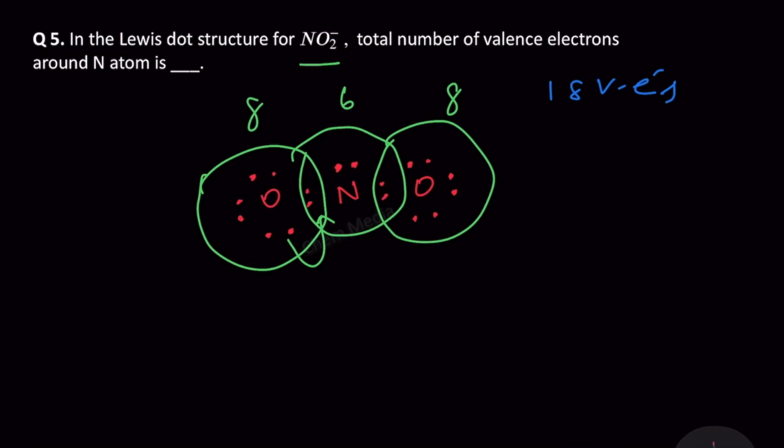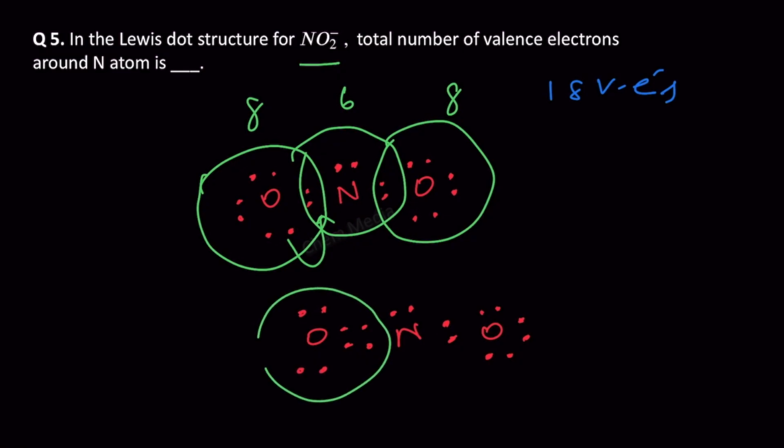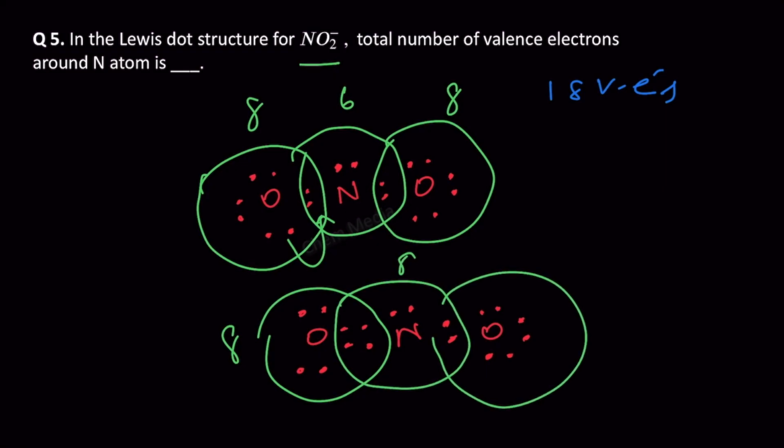If we do that, then we will have octet configuration for all atoms, and based on formal charges, we can see whether this is the best Lewis structure or not. Now we have 8 valence electrons around each atom. Let's determine the formal charge to see whether this is the best one or not. Formal charge is equal to total number of valence electrons in the atom minus total number of lone pair electrons in the molecule minus total number of bond pair electrons divided by 2.